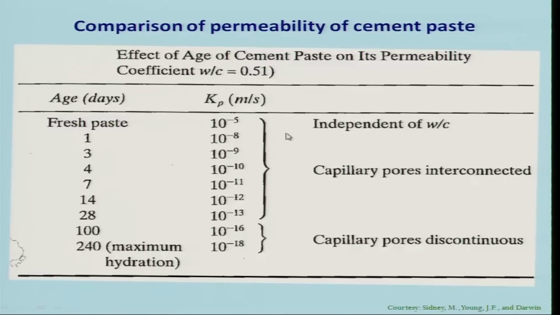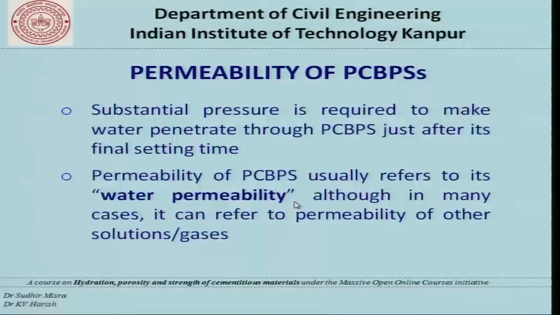So this investigation is primarily done for mixtures having a water to cement ratio of 0.51. Even if you use a lower water cement ratio or a higher water cement ratio, this range of permeability you will typically find with any Portland cement based paste systems. The exact values may be different, but the levels 10^-5 to 10^-13 will essentially remain the same.